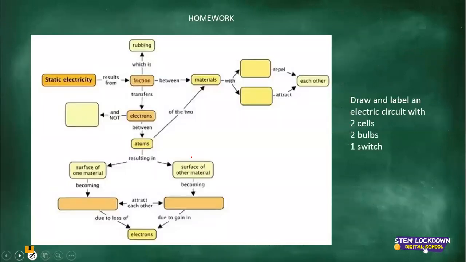This is your homework. So remember that diagram that I did on static electricity? You're going to draw one and you're going to fill in these missing blanks. Okay, and then I want you to draw and label an electric circuit with 2 cells, 2 light bulbs, and 1 switch. I will take questions, not today, on Monday. You can write them down and keep them and I'll answer them. So you're going to draw and label an electric circuit with 2 cells, 2 light bulbs, and 1 switch.